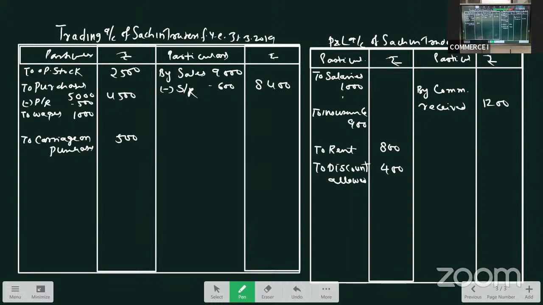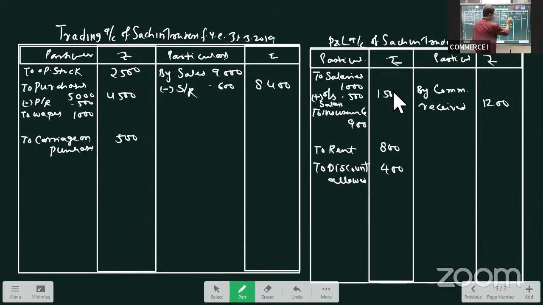Remember guys, adjustments will have dual effect. Adjustment will get shown once in trading or P&L account and once in the balance sheet. So what is the first adjustment we have? It is outstanding salary. Outstanding salary is a liability. It means the date is gone and the firm has not paid salary to the employee. That becomes an obligation. We have to add outstanding salary.